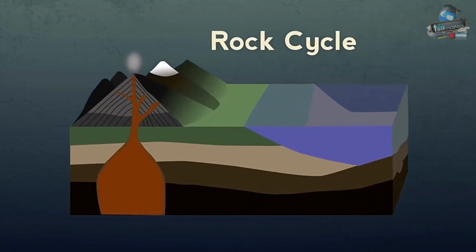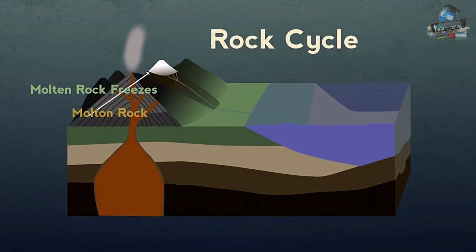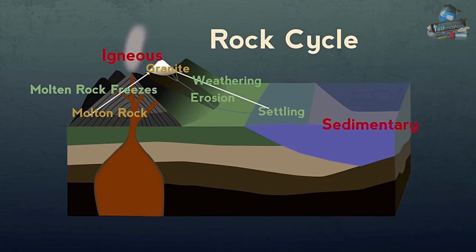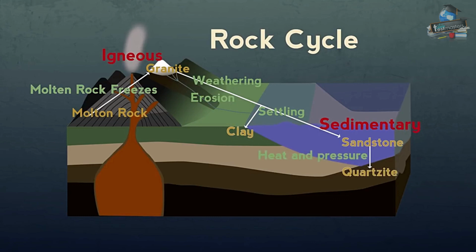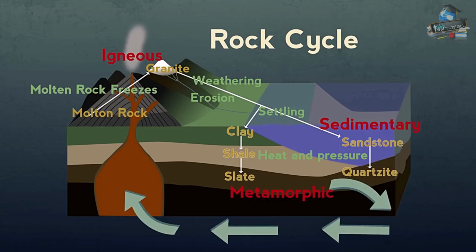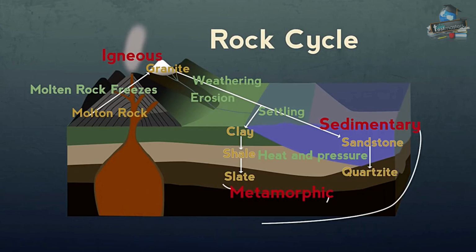So to summarize, molten rock solidifies, forming igneous rock like granite. They get weathered, broken apart, then eroded, transported, to form sedimentary rocks like sand and clay. These can get heated and compressed to form metamorphic rocks like shale and slate. The movement of the Earth's tectonic plates carries rocks into the mantle where they melt to start the cycle all over again.